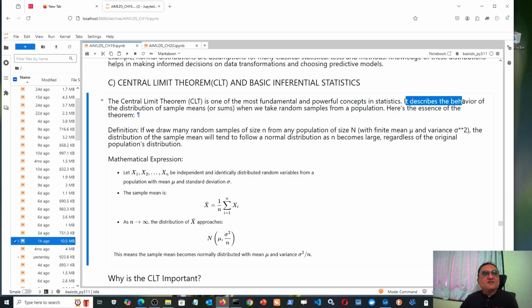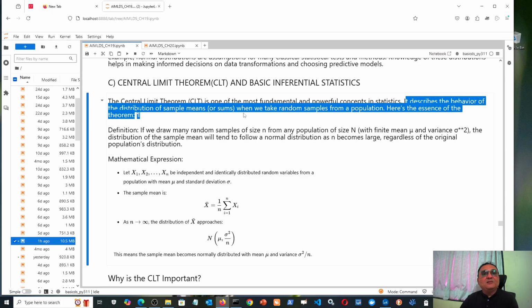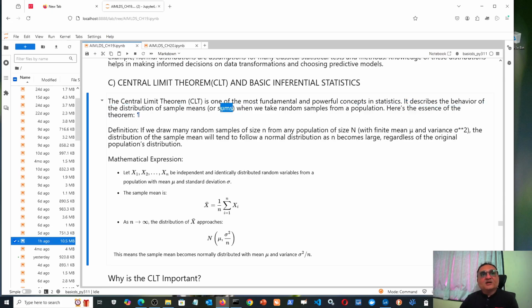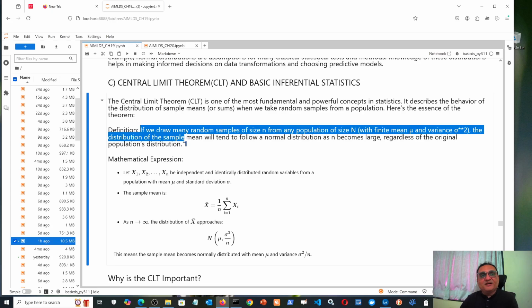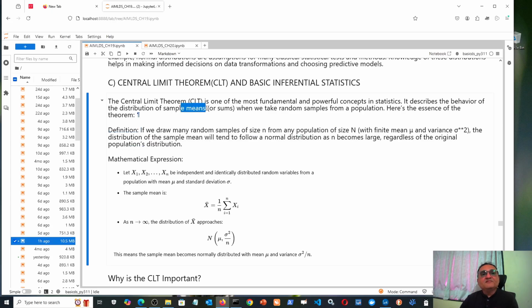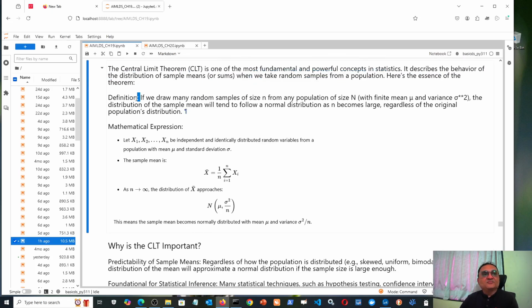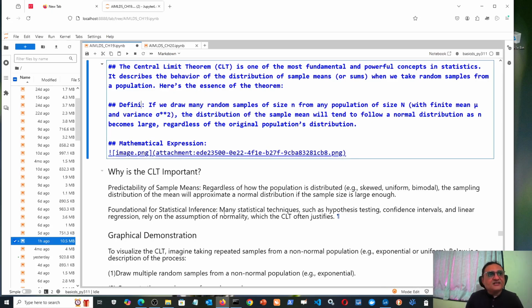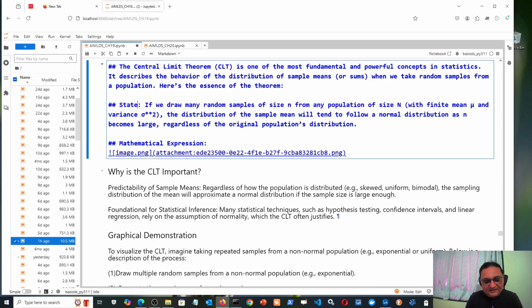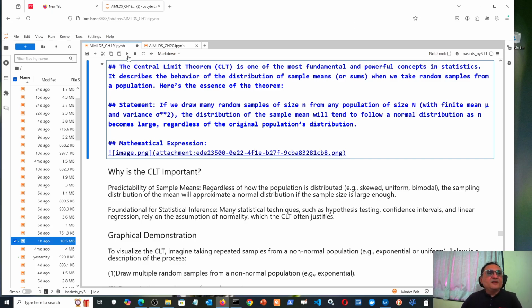It describes the behavior of the distribution of the sample mean or sample sum or other statistical parameters. But the statement of the theorem is written in terms of the sample mean. So it describes the behavior of the distribution of the sample mean when we take random samples from a population. So here is the essence of the theorem. Now, the word definition is written, but definition is not very correct. Instead, it should be statement. The statement of the central limit theorem.